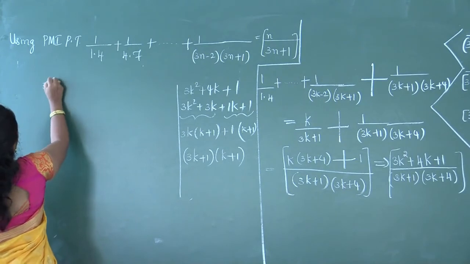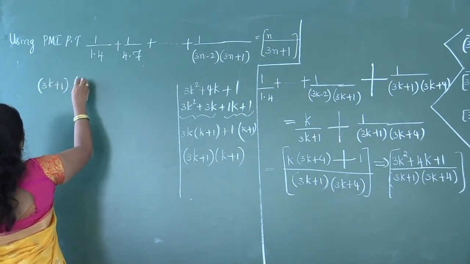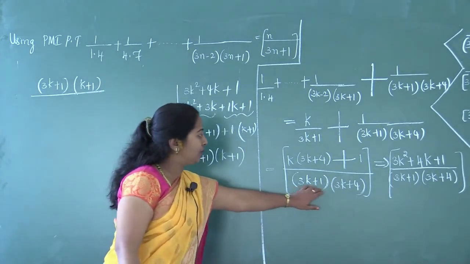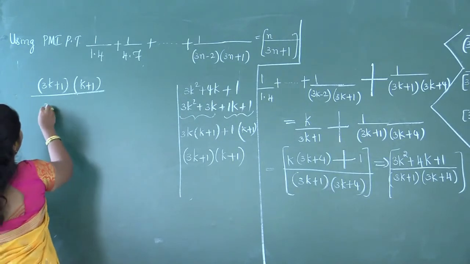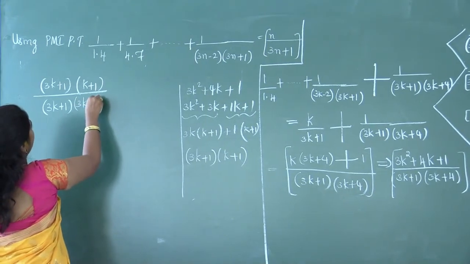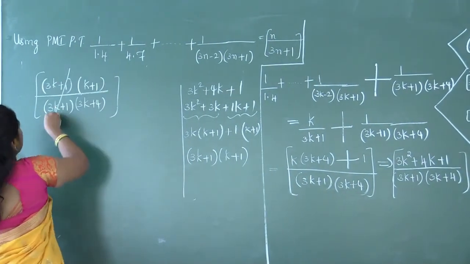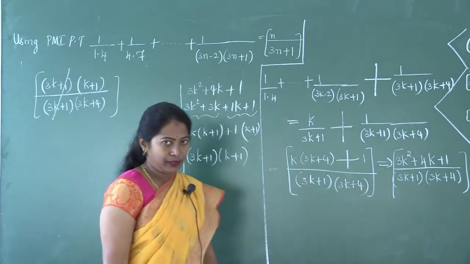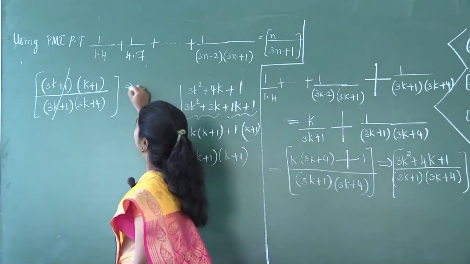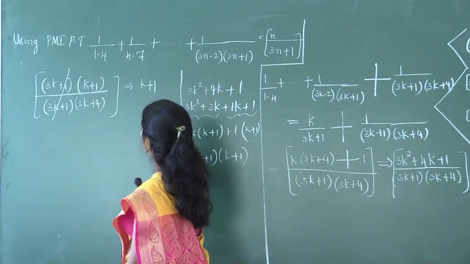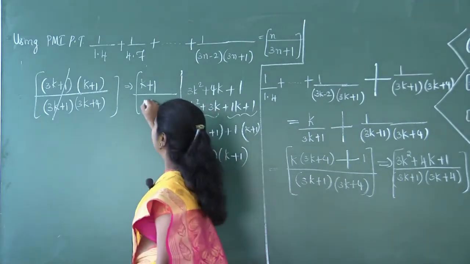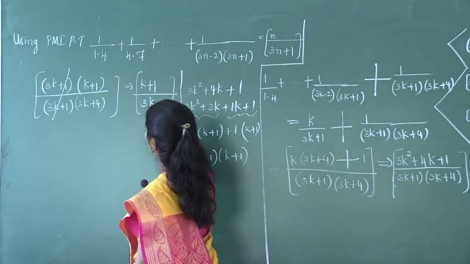So what do I write? (3k + 1)(k + 1). What remains in the denominator? (3k + 1)(3k + 4), which I am rewriting as it is. Now (3k + 1) in the numerator and (3k + 1) in the denominator get cancelled. So what remains in the numerator now? k + 1. This is the working column part, k + 1, and what remains in the denominator? 3k + 4.